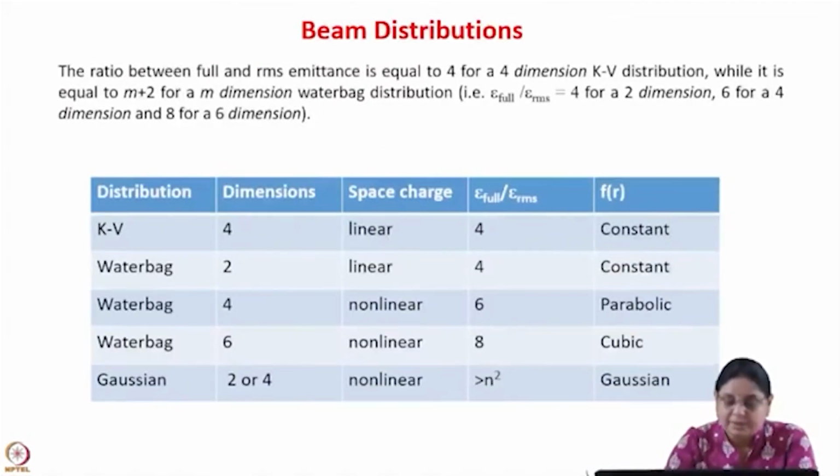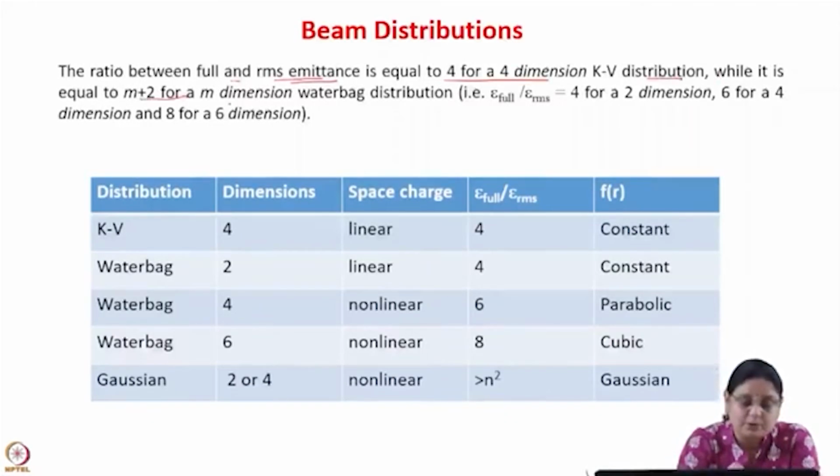So just summarizing here, the ratio of the full emittance to the RMS emittance is equal to 4 for a four-dimensional KV distribution, while it is equal to m plus 2 for an m-dimensional water bag distribution.